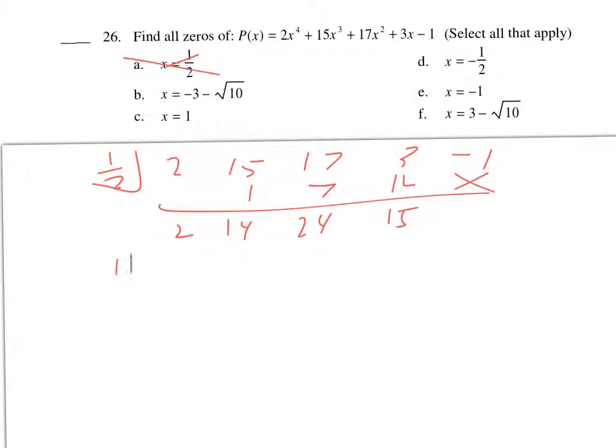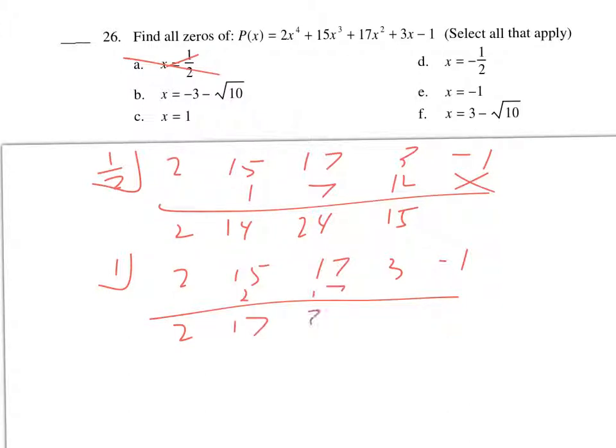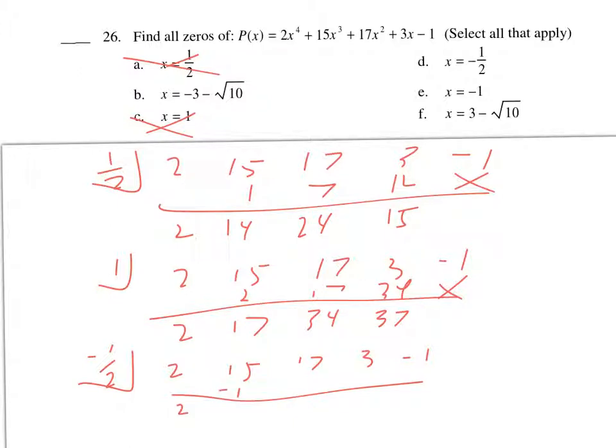Next up, I'm going to skip down to 1, because I'm just going to try out the rational ones here. So I get 2, 2, 17, 17, 34. I can kind of already see this is getting too big, so that's not going to work either. So now I will do -1/2. So I get 2, -1, 14, -7, 10, -5, -2, +1, and 0. So that one did work.